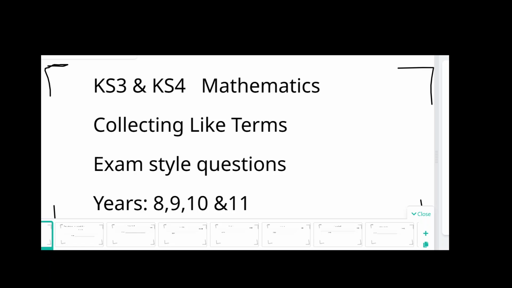Okay, so welcome to the next session in maths. This is for those who are in year 9, 10, and 11, and year 8 as well. So I have done a video on explaining how collecting terms works, but we're going to look at exam style questions today. Without wasting much time, we're going to jump right into the questions.